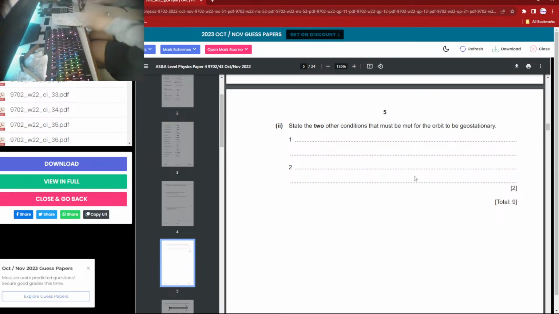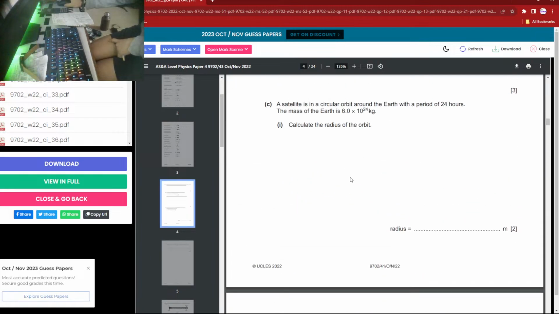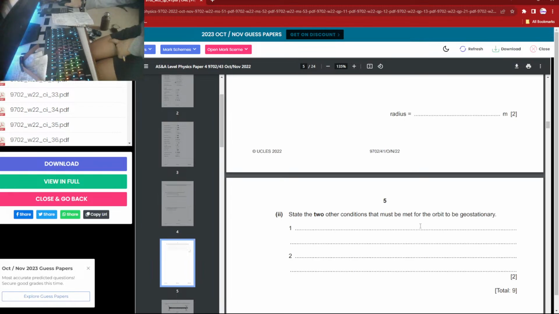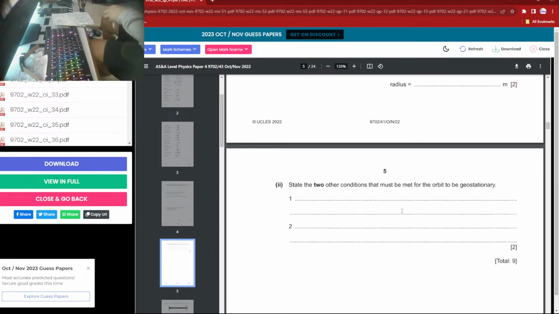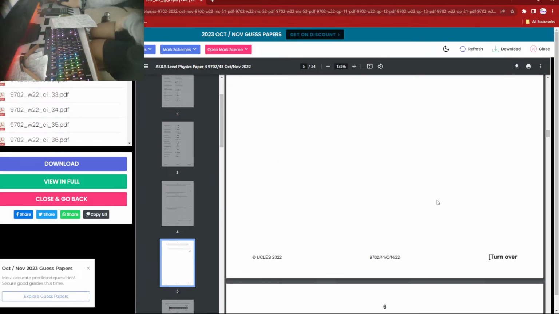Okay, 2 other conditions that must be met for the orbit to be geostationary. For those who don't know, it says 2 other, so there was one already stated, which is 24 hours. An orbit has to be 24 hours for it to be geostationary on the Earth. The second one would be, it has to rotate from west to east. And the third, the last one, has to orbit directly above the equator line. Equatorial line, equator, I think those work.